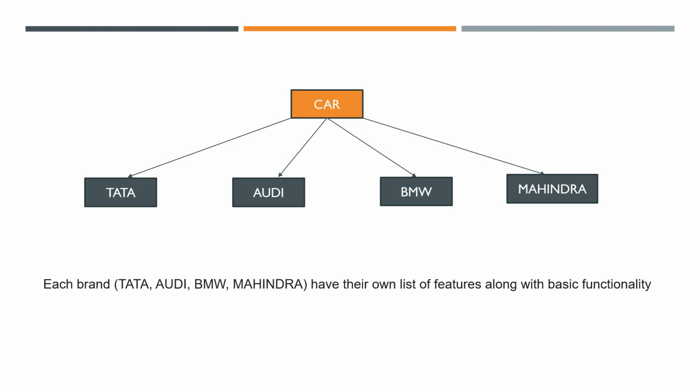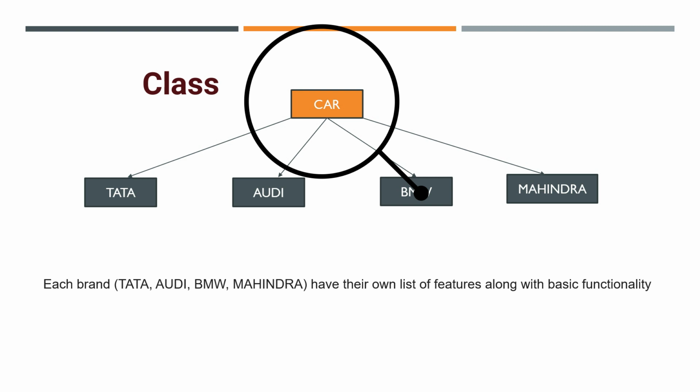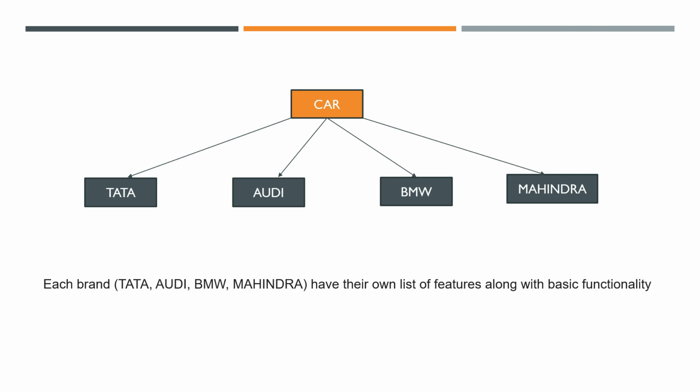So what is the physical existence? What is the physical entity? Physical entity is Apple. Physical entity is BMW. Physical entity is Mahindra. Physical entity is Audi. But the car, the mobile, these are logical entities. So whenever I say logical entity, that logical entity is called a class. A class is a group of similar kind of products, any brand or similar kind of things associated with a single class. So car is a class, mobile is a class.